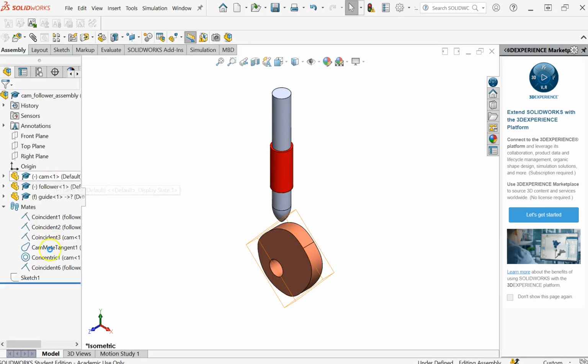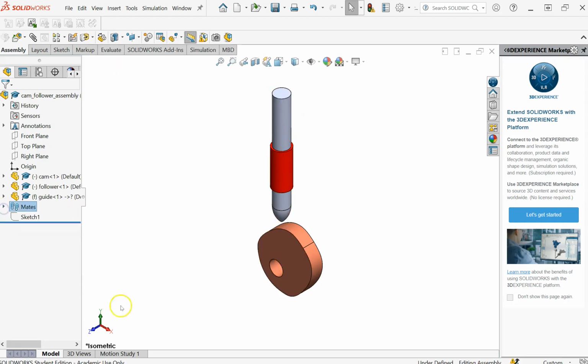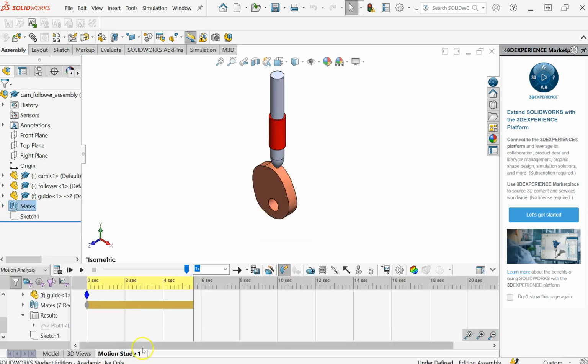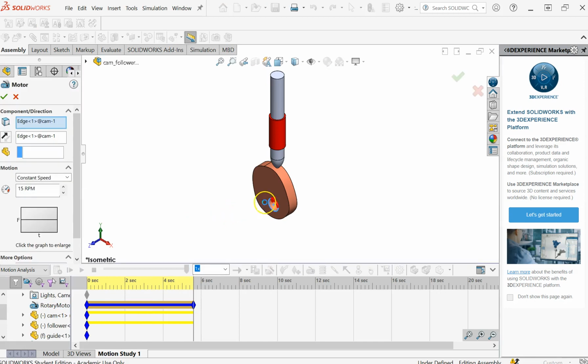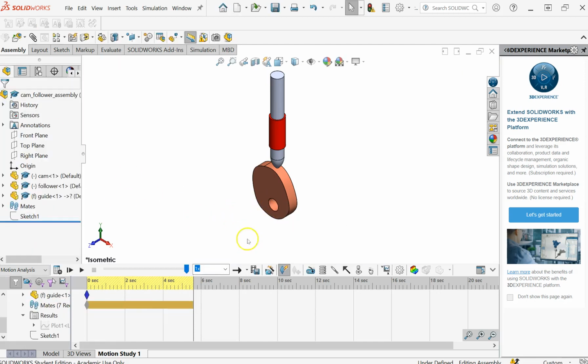Then I added a concentricity, as I said, and a coincidence between the center of the circle and the axis of the cam, so it's right above it. And now I go to motion analysis, and here I have applied a rotary motion, a motor basically, to that edge. So the cam is going to rotate about that point.